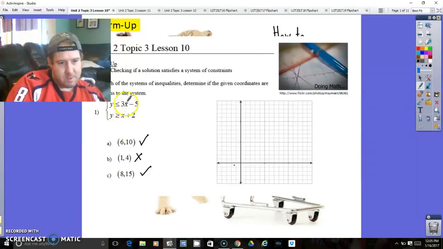Let me go back to here just to make sure. 3 times 1 is 3, minus 5 is negative 2. Is 4 less than negative 2? No, so that does not work.